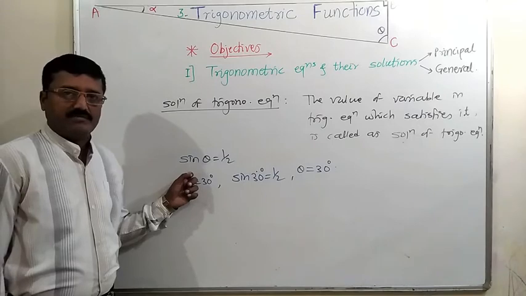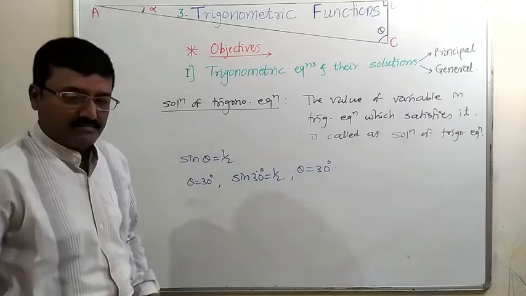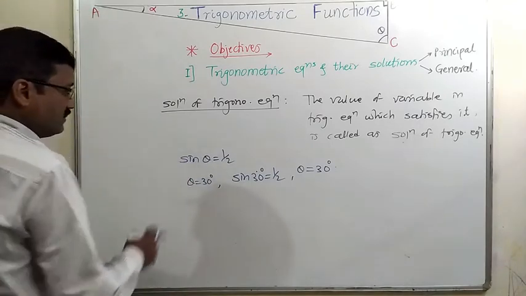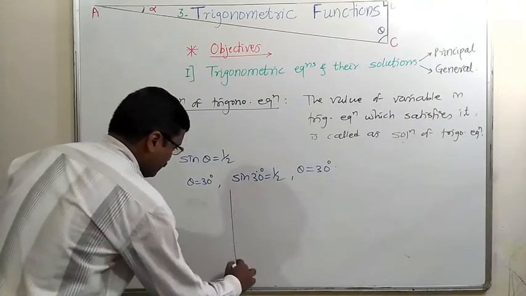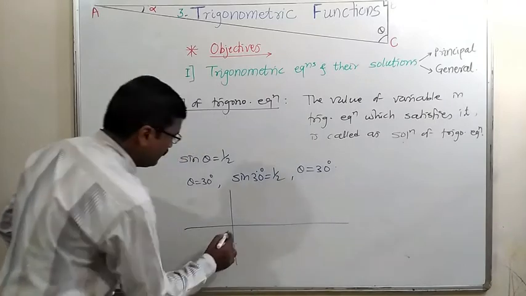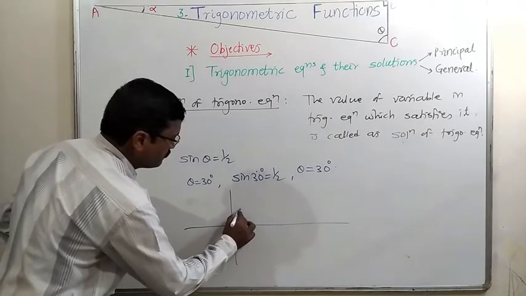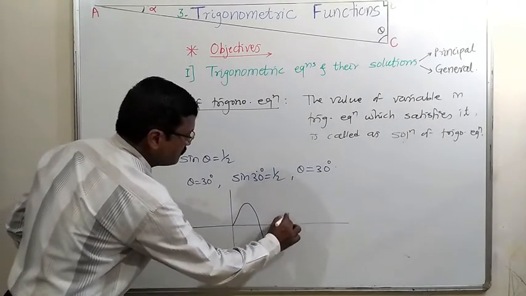We have learned this concept in 11th class. Let us see one figure or graph of the sine function that we have drawn in 11th class. I will just draw a rough sketch of sine theta. Sine theta passes through the origin, and it is like this.